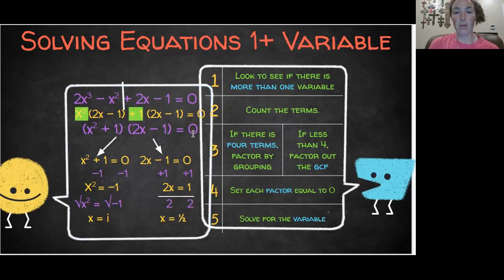Now, again, if we were to graph this, you would only see it cross the x-axis one time at 1/2, which means the other solutions would be imaginary, which is why you don't actually see them on the graph. And remember, this is positive or negative, plus or minus i. It's just kind of how it works. So that is factoring by grouping.